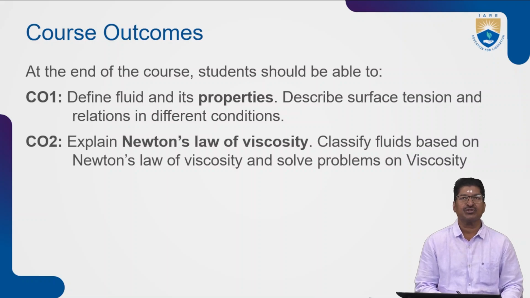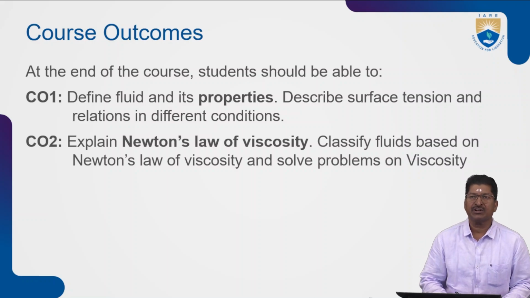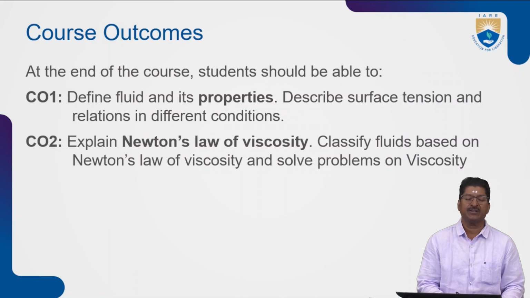Course outcome 1 is that the students will be able to define fluids. What is a fluid, what are their properties, and what is surface tension, all those things they will understand. Course outcome 2 is Newton's law of viscosity, that means the classification of fluids based on it. What are Newtonian fluids, what are non-Newtonian fluids, and some problems on viscosity.